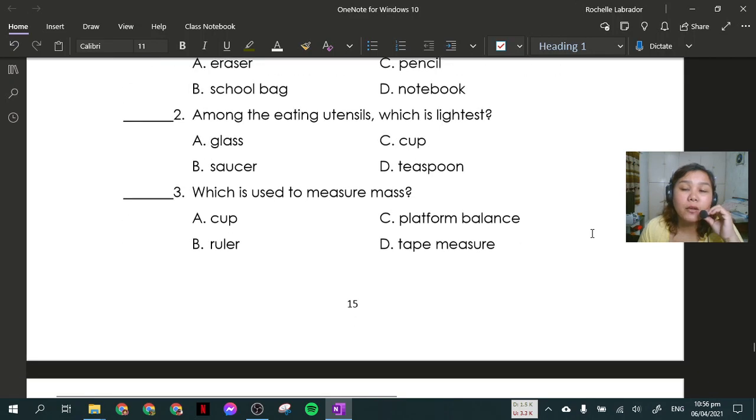Number 3, which is used to measure mass? A, cup, B, ruler, C, platform balance, D, tape measure.